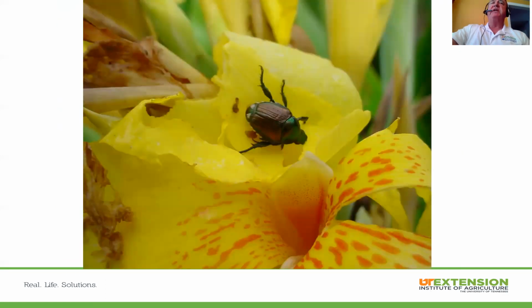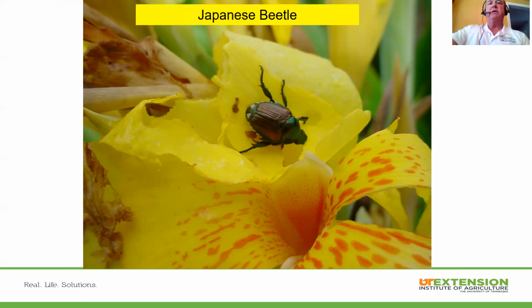Staying now almost anywhere in the landscape, if you have Japanese beetles, they can be on a variety of different plants. Here we see a Japanese beetle feeding on a canna, on a yellow-colored canna bloom. That's looking right pretty out there, except for the damage that this guy causes. Japanese beetles are pretty voracious feeders. They feed on a variety, probably 200 plus different species of plants.